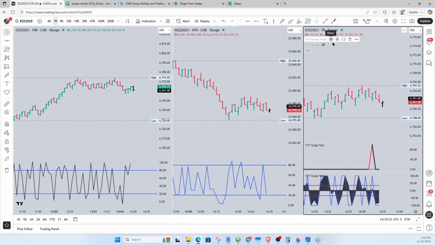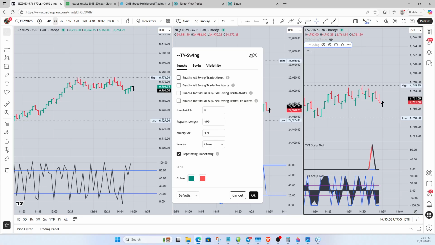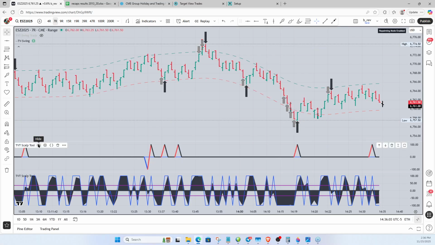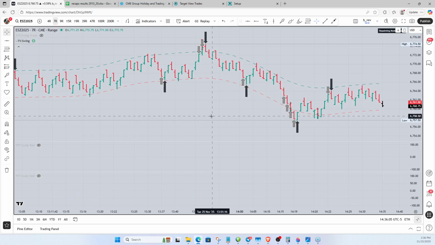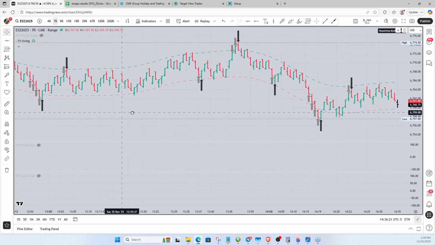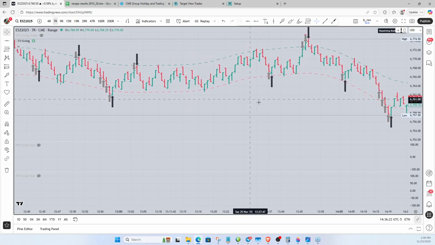I'm going to show one other thing really quick. Oops, I didn't mean to do that. I meant to do this. Okay. If you ignore this stuff down here for a second, this uses the swing trade, right? The swing trade tool. But you only want to take the arrows that are outside the bands. That one, that one, that one, that one. You only want to take the arrows outside the bands.